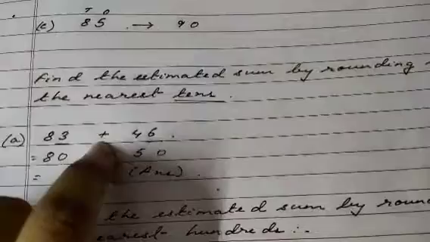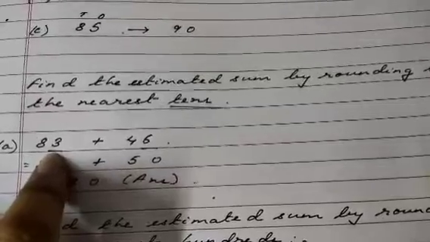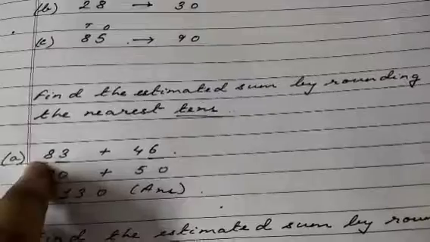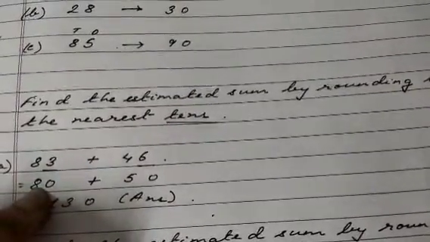See, 83 plus 46. Now 83, you have to round off. Now 3 is there in the ones place. That means it is a weak number. So 8 will remain as it is and 3 will become 0. So 80 will be your answer.